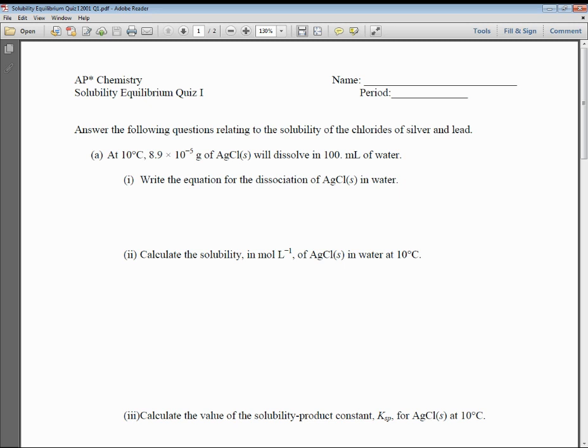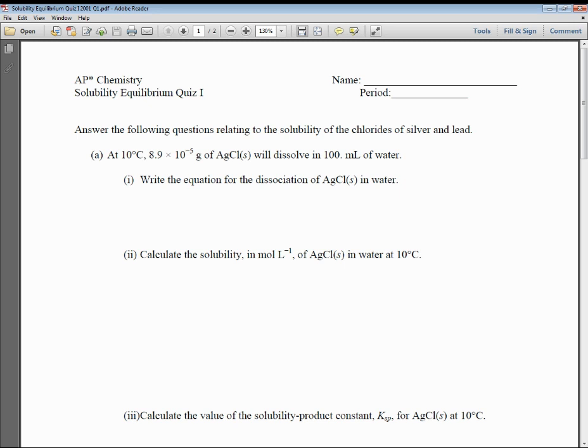So when I get down here to this last question and they say find the Ksp, that's an easy peasy question at this point for me, because Ksp, the expression, is Ag plus times Cl minus, is equal to X times X. It's equal to X squared. It's thus equal to 6.21 times 10 to the minus 6 molarity squared.